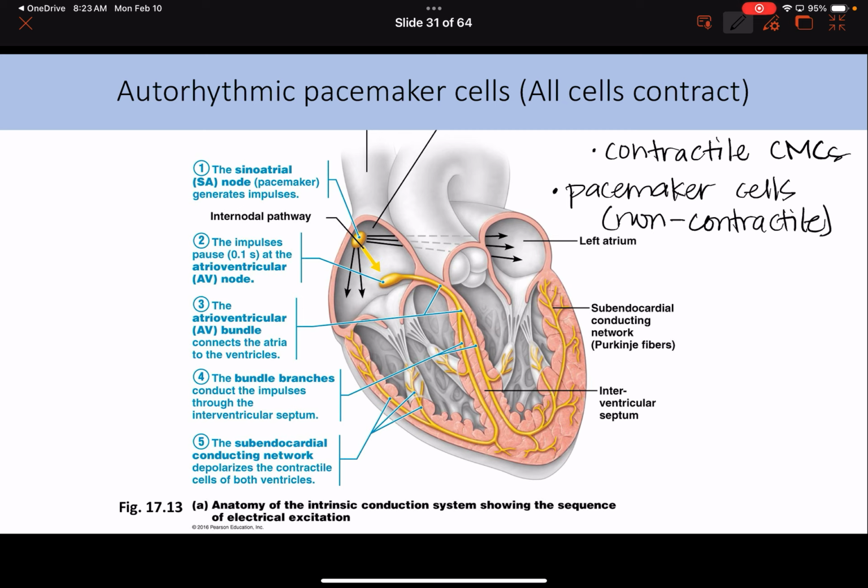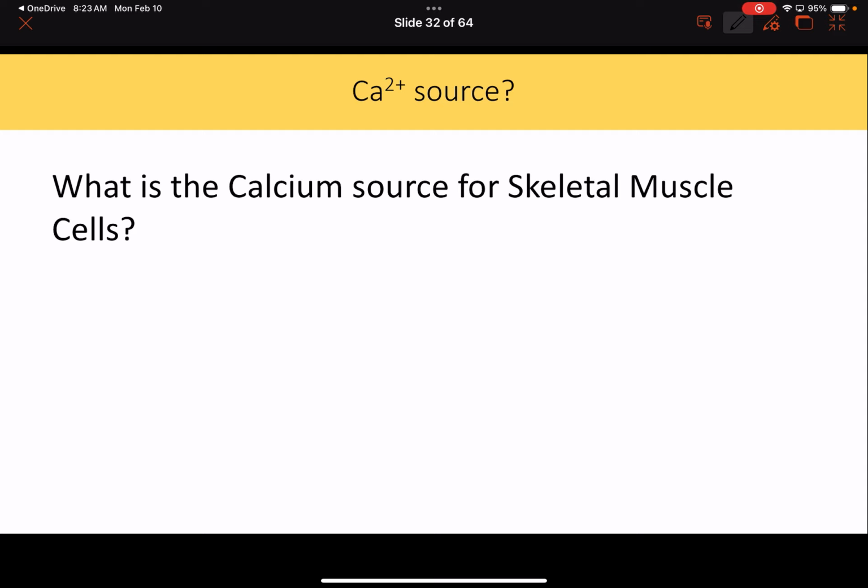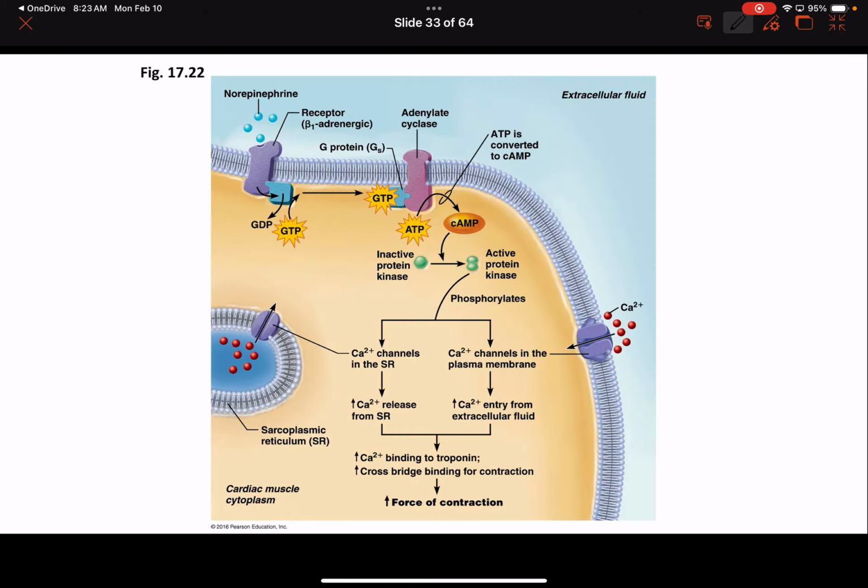So where do we say is the calcium source for skeletal muscle cells? The sarcoplasmic reticulum. The sarcoplasmic reticulum for skeletal muscle cells is going to release all of the calcium that's needed for contraction. So any calcium that we need for contraction with skeletal muscle fibers is all going to come from that sarcoplasmic reticulum. And you do have a little table at the bottom of your lecture notes about calcium source, ATP source, and the size of their mitochondria. We're talking about that now.